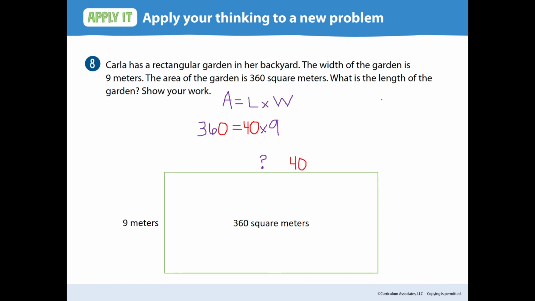Now let's just check to make sure we have 40 times 9. That's our length times our width. And it should equal 360 when we multiply, and it does. So we know our answer is correct.